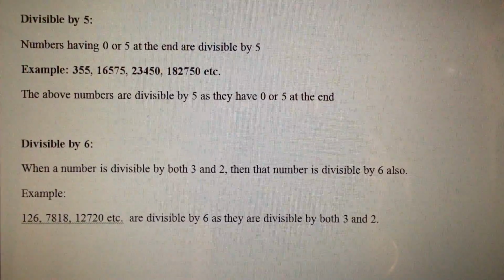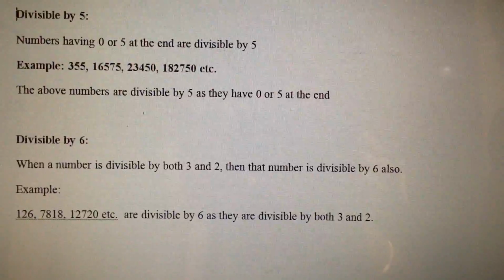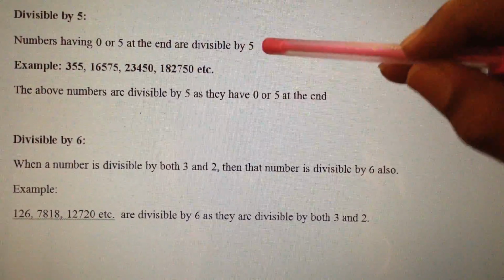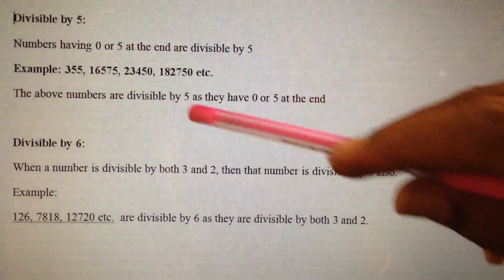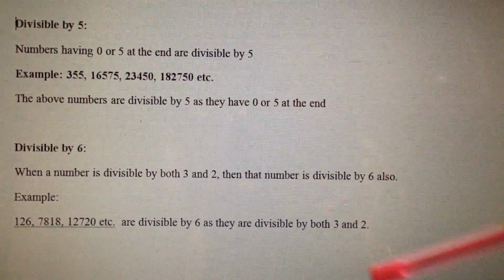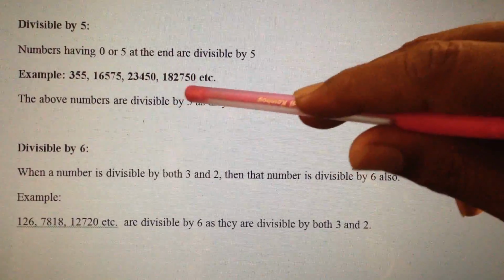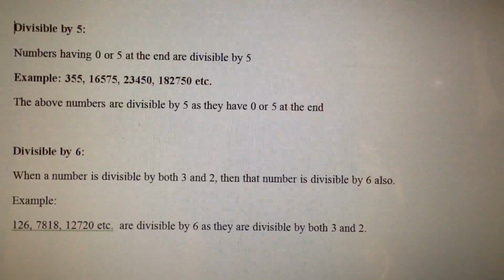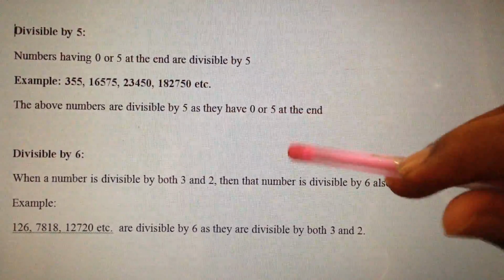Divisible by 5. This is very simple. The numbers having 0 or 5 at the end are divisible by 5. The examples are 355, 16,575, 23,450 or 1,82,750. The above numbers are divisible by 5 because they have 0 or 5 at the end.